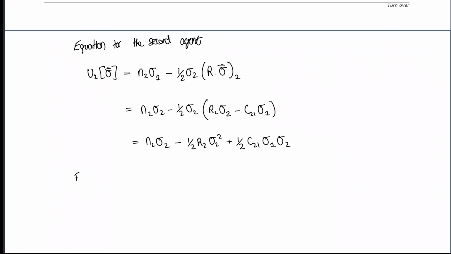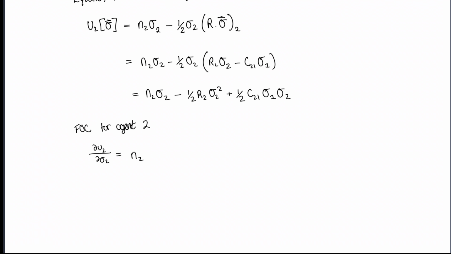If we work out the first order condition for agent 2, you will get eta 2 minus R2 sigma 2 plus a half C21 sigma 1, which is going to be equal to 0.